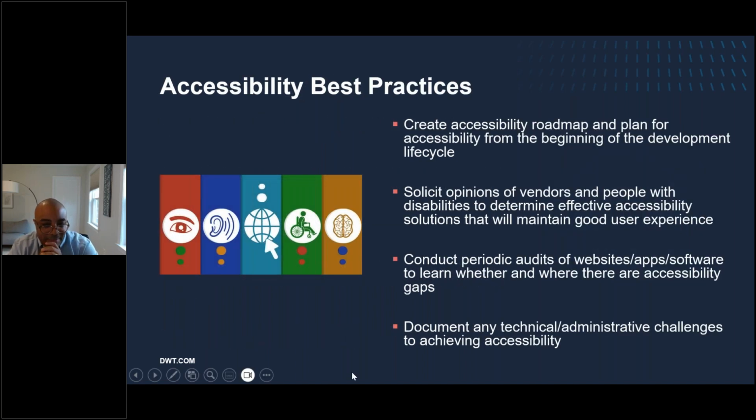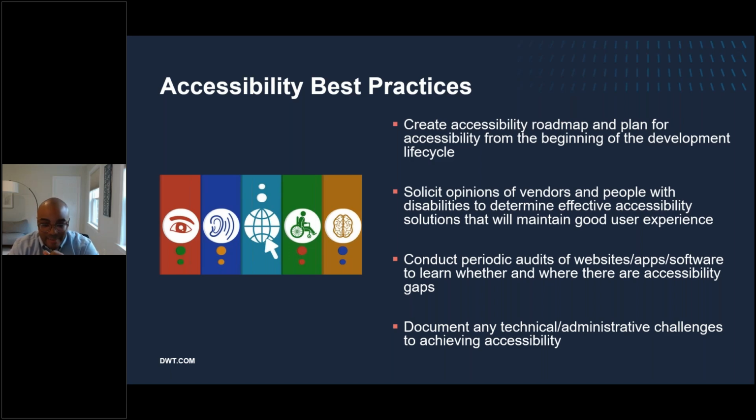On accessibility, some of these same tips apply. So again, thinking of accessibility from the very beginning of the product lifecycle and making a roadmap to ensure that the products are accessible over the course of the development of, say, the website or app. Something that's perhaps unique to accessibility is that you're dealing obviously with communities who have certain needs. So one way to best address their needs is to talk to them. So it's helpful to solicit the opinions of vendors who, for example, may do accessibility audits or provide accessibility counseling, as well as people with disabilities, to determine how best to serve their needs.